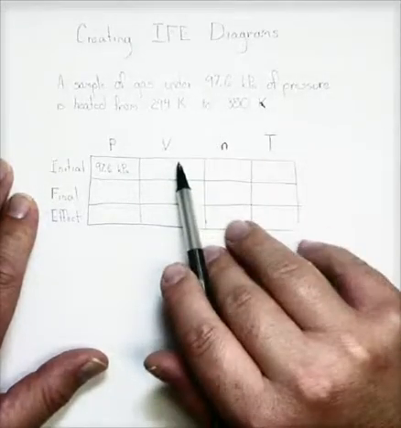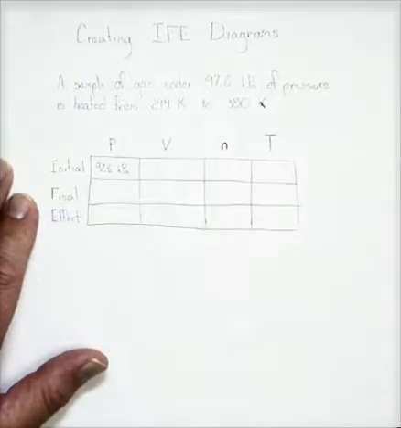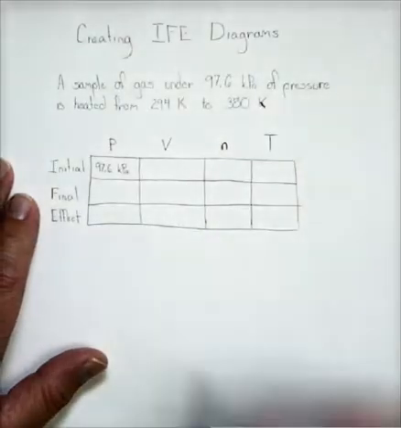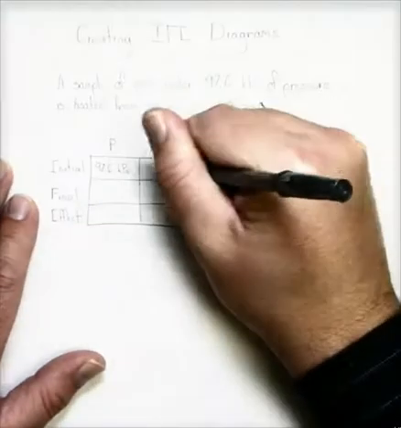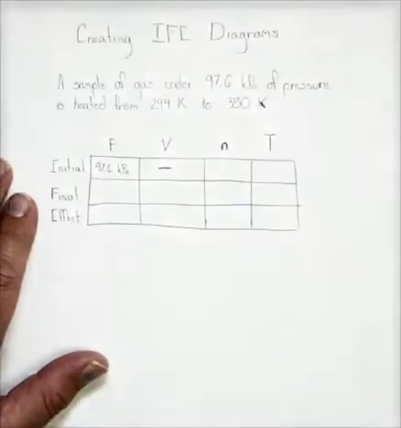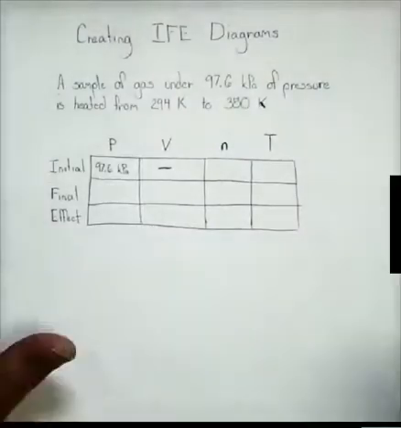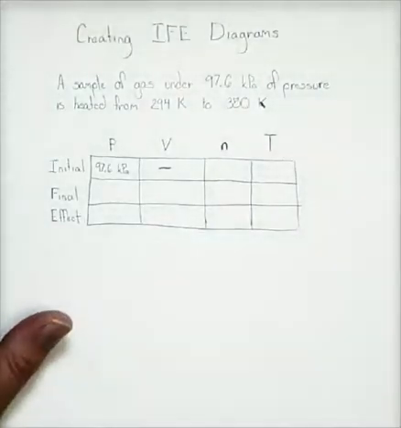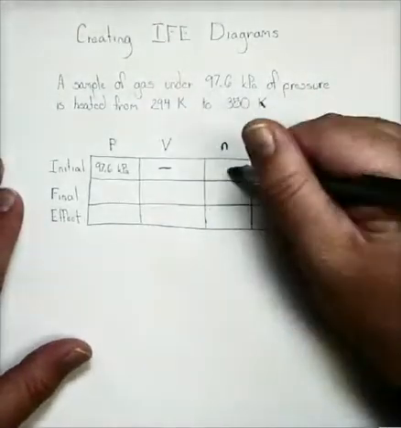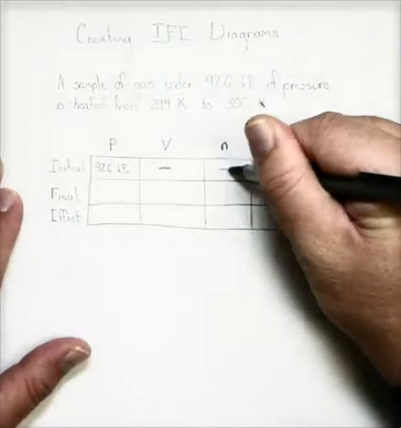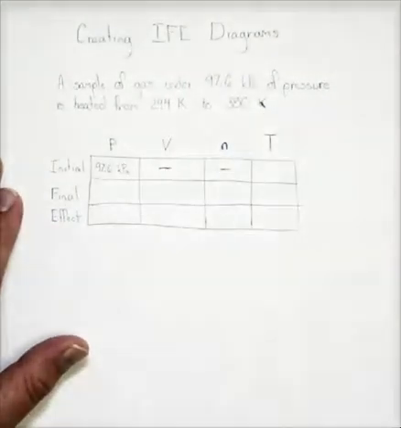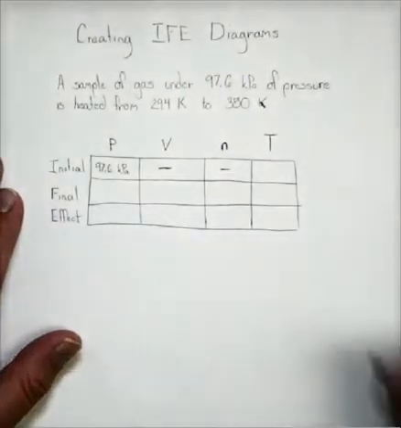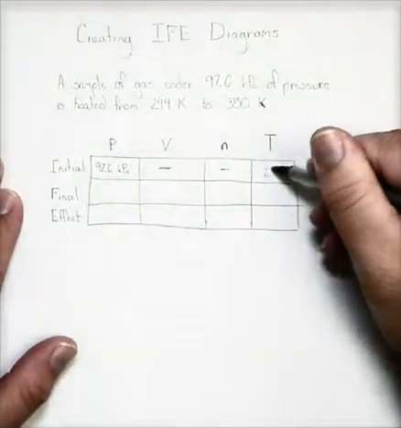The original volume, well, the problem doesn't tell us anything about the initial volume, so we ignore it. We put a line in there. That's to say we don't know anything about it. Number of gas particles, again, we don't know, so we put a line through it. Initial temperature was 294. That we do know.